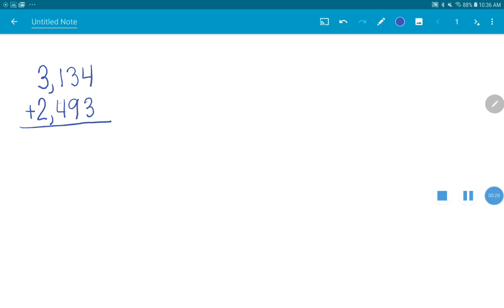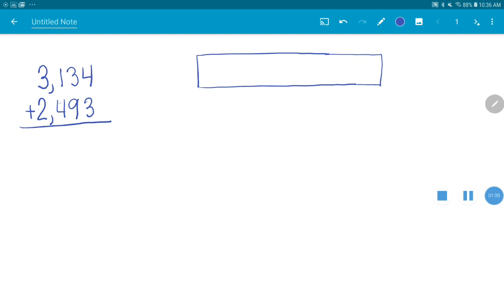3,134 plus 2,493. So I have two parts in this problem that are going to make up the whole. We're going to review something else that you learned in 3rd grade, which is a tape diagram. Okay? And these are strategies that sometimes will be helpful.